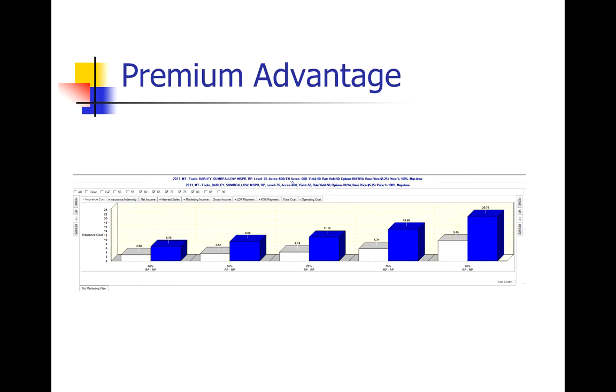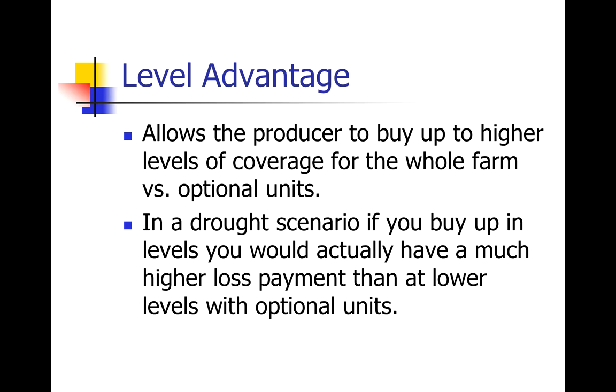So on a drought scenario where you're short bushels over the whole farm, enterprise units at a higher level would be a better payment scenario. Most other things though, whether it's disease, winter kill, insect problems, the optional units would be a better situation. So if, like we said, you're in a drought scenario, you could buy up to levels which would actually have a much higher loss payment than lower levels in optional units.